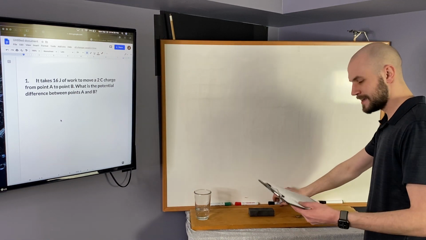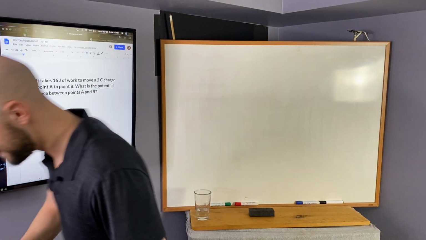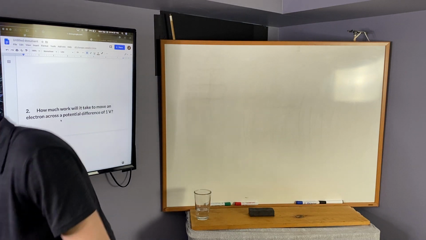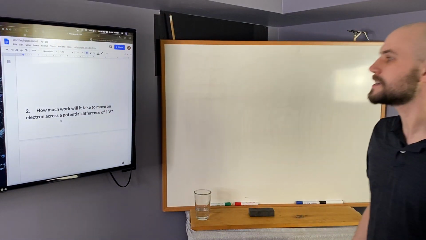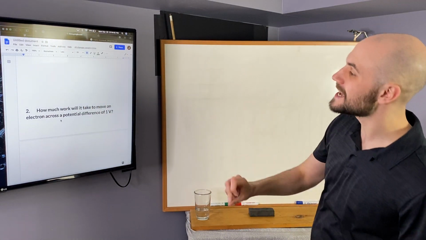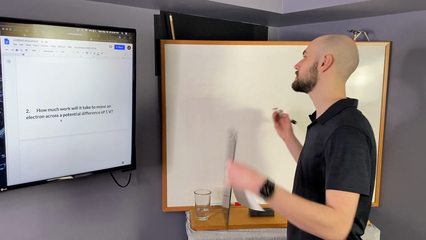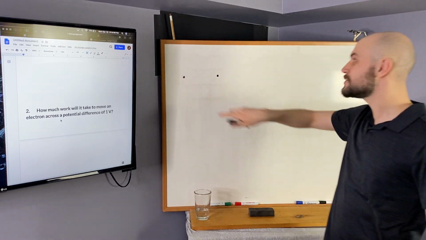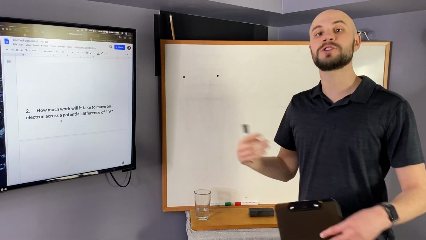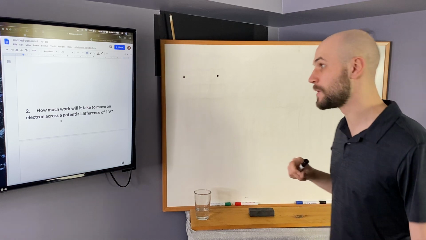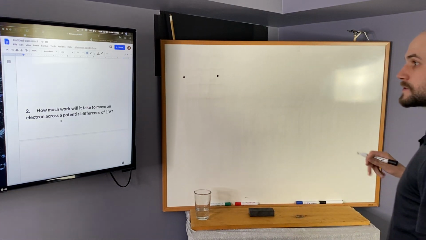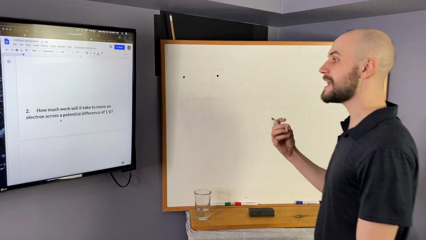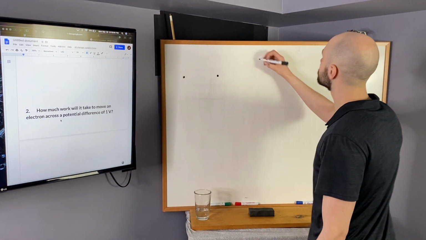Okay, let's try another question. Now, I want to know how much work it will take to move an electron across a potential difference of 1 volt. So let's say we have some location A and B in space. We know the potential difference between those 2 points is 1 volt. No matter what charge we have, that's the potential difference between those 2 points. It's the property of the locations. So I want to move an electron across this distance, and how much work is it going to take?